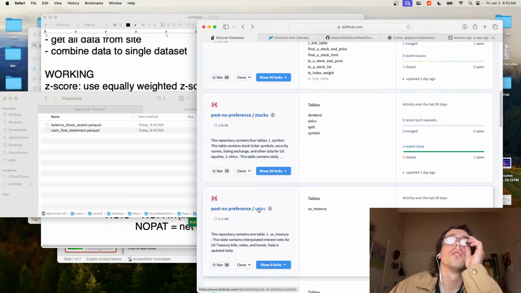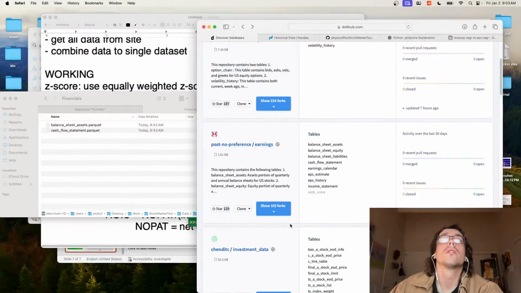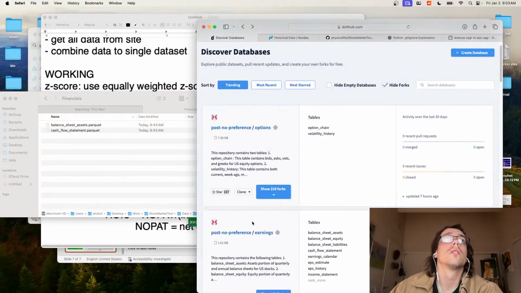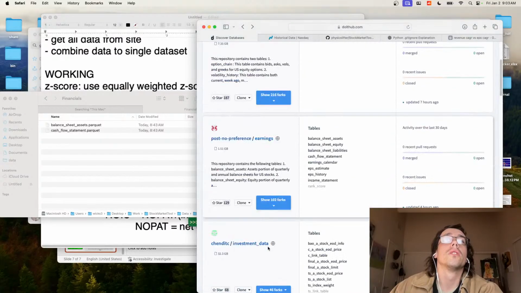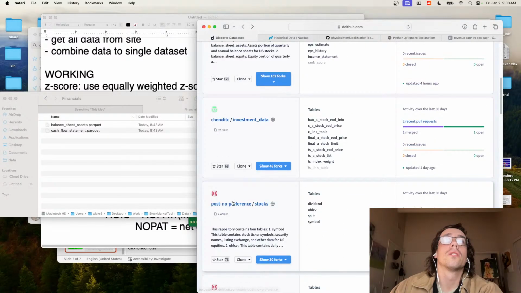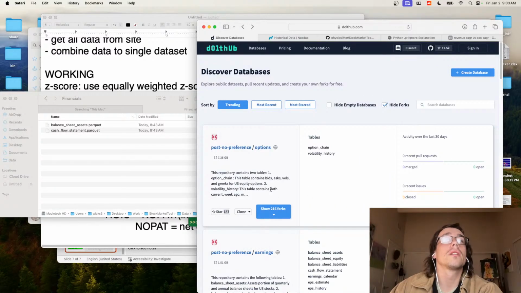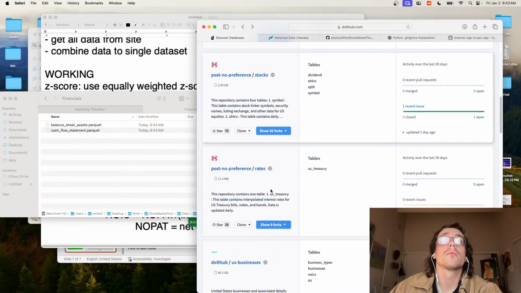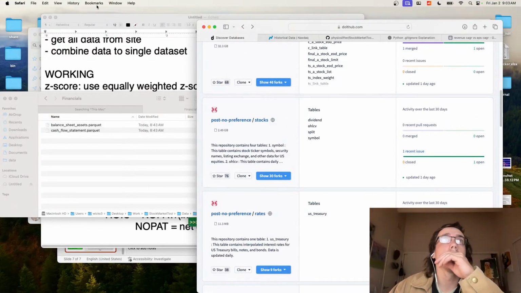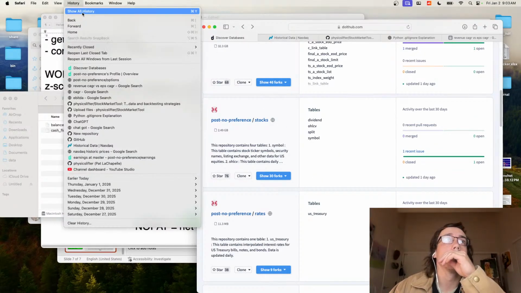Earnings. Options. How do I find all of this guy's data sets? Only four databases. Let's get right. Balance sheet assets. Where did I find that?